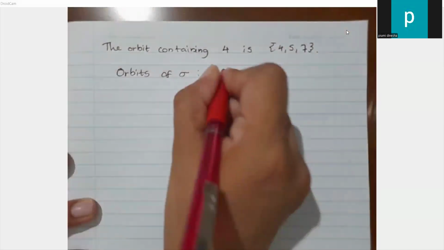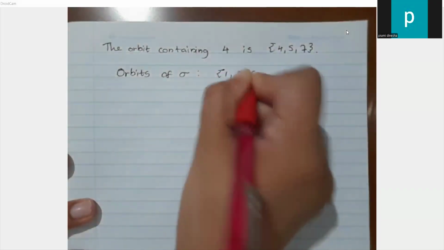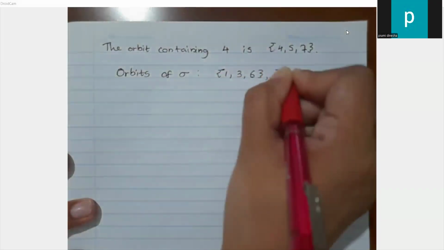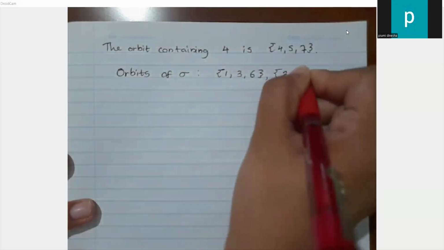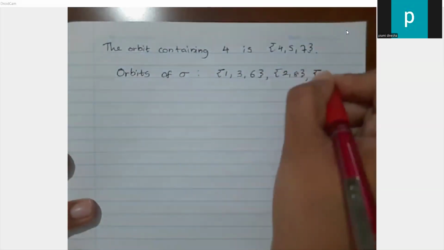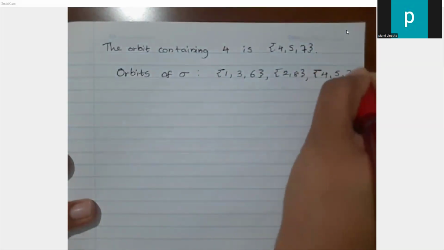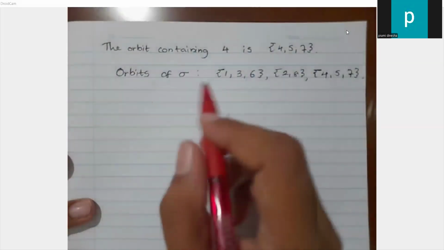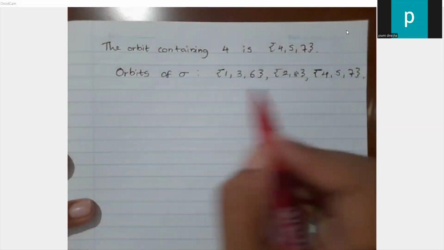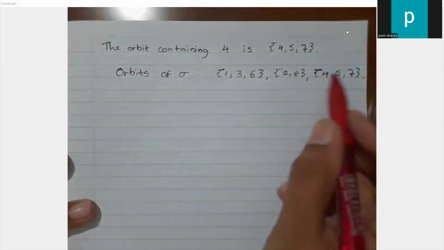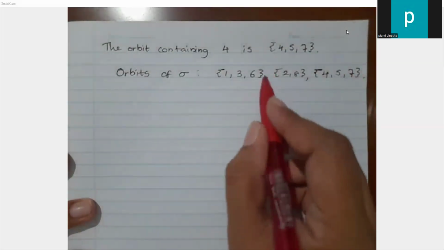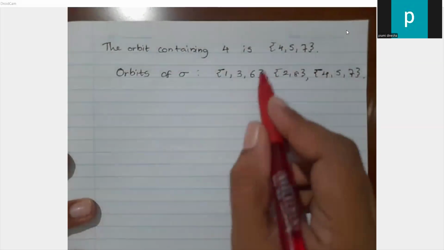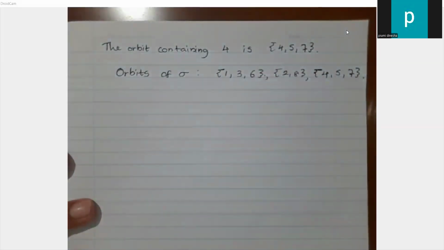Right. So the orbits of sigma are given by 1, 3, 6. Then we've got 2, 8, and this last set, 4, 5, 7. Three distinct orbits, three orbits of sigma. The union, this partitions A, right? These are mutually disjoint. When you take the union, it gives you A.